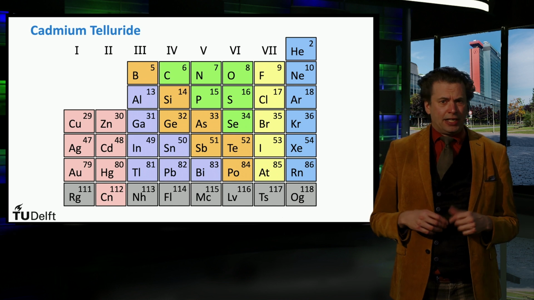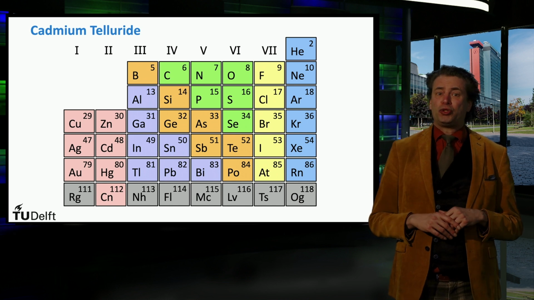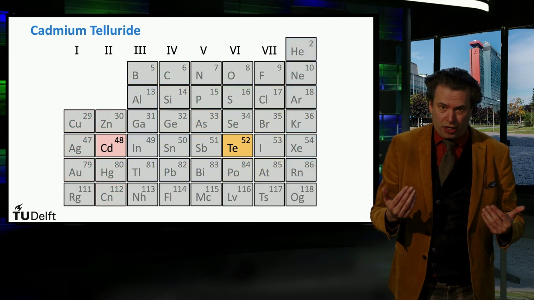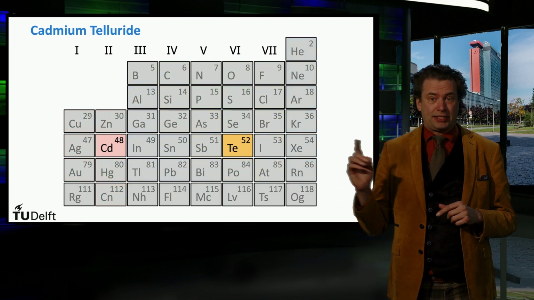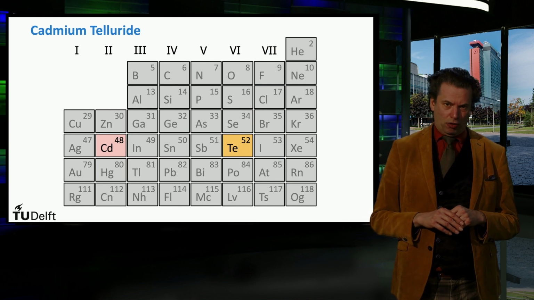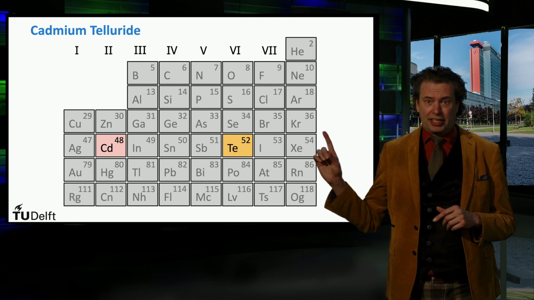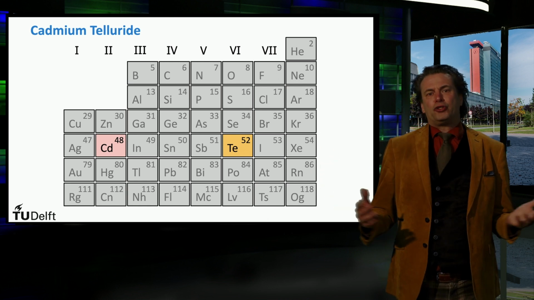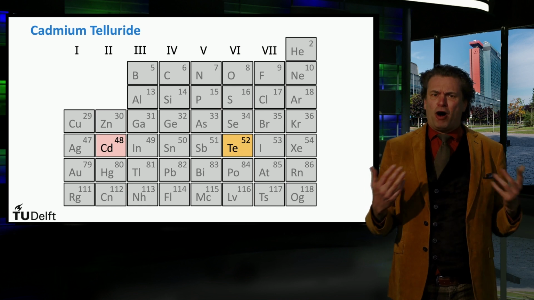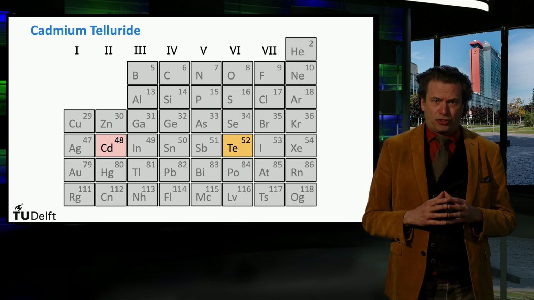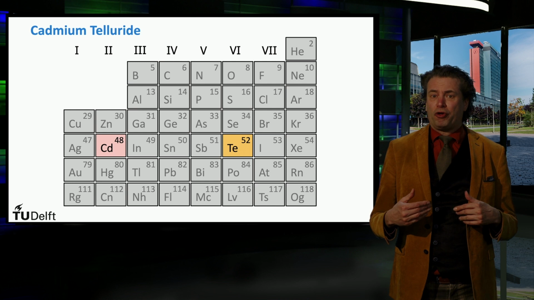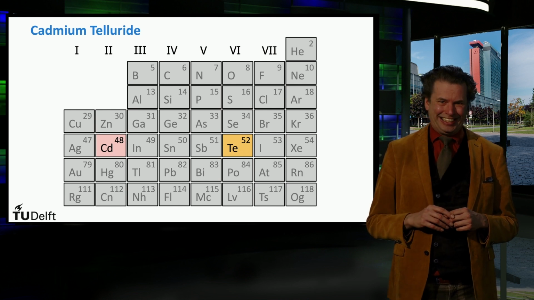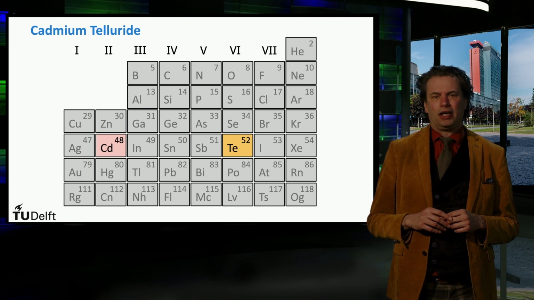Cadmium telluride is a semiconductor that belongs to the chalcocyanide materials, since the element tellurium belongs to the group 6 in the periodic table of elements. This is indicated by the Roman number 6. Together with cadmium, it forms a 2,6 semiconductor compound. Cadmium is a so-called transition metal, meaning that it has a partially filled d-electron shell.